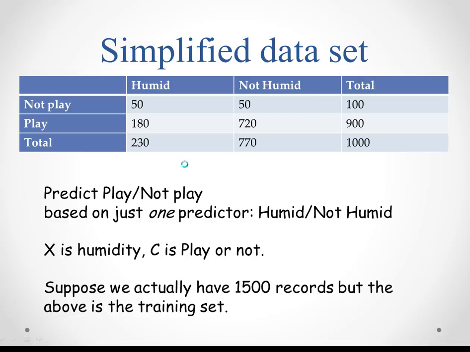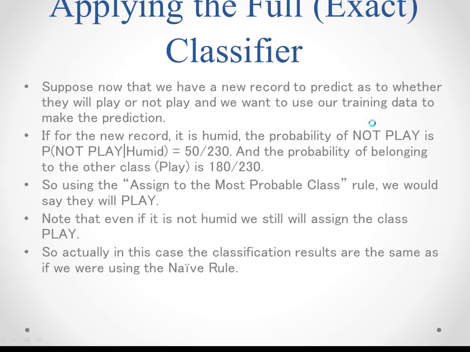What's the total number of not plays? 100. What's the total number of plays? 900. So if we just use the naive rule, we ignore whether it's humid or not, we would say what? We assign the most probable class, which is going to be what? Play. So using the complete Bayes actually doesn't do any better than what? For this data set, it doesn't do any better than the naive rule. Okay? Any questions so far?